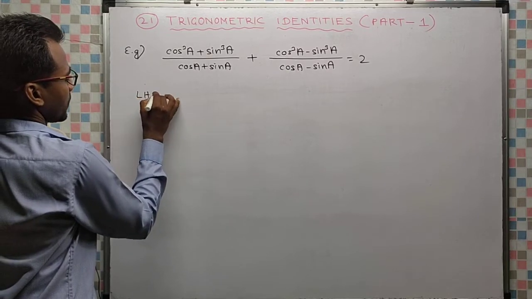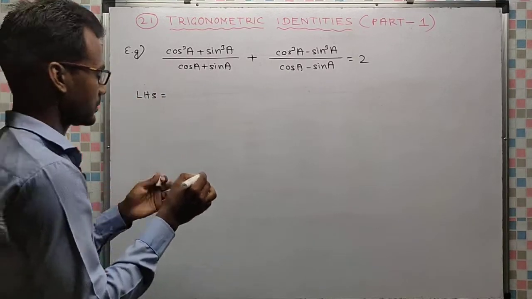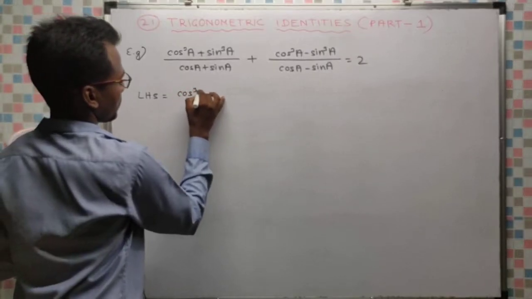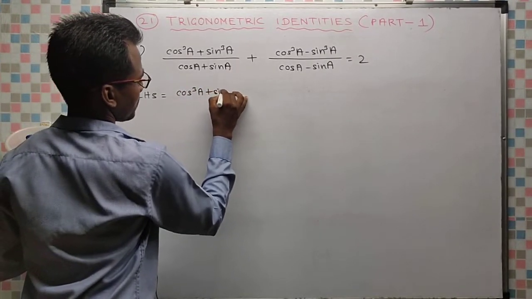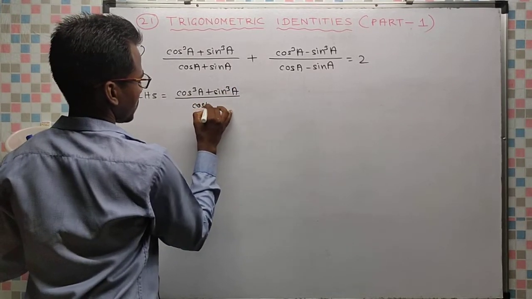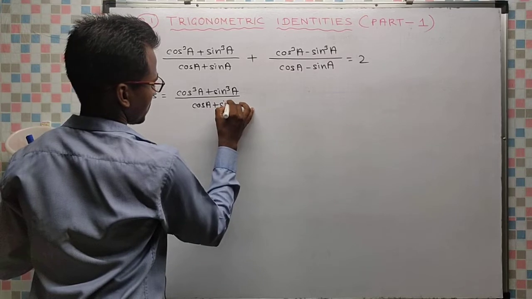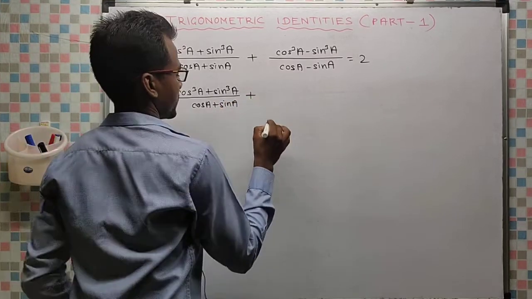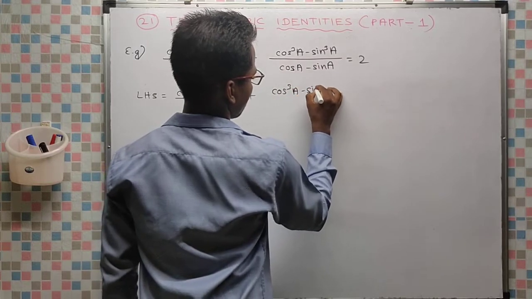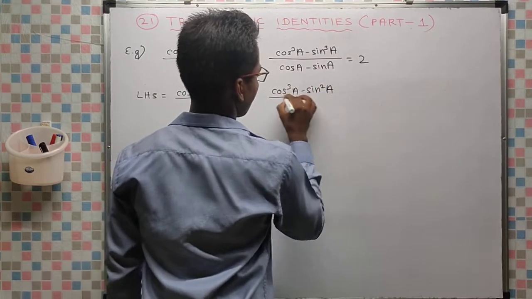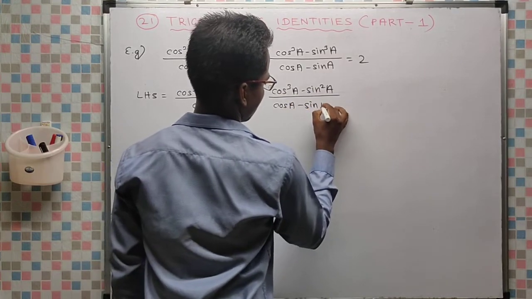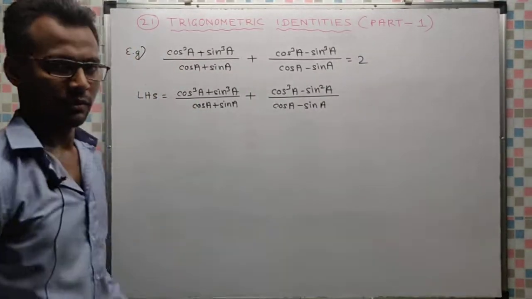So LHS is equal to (cos³A + sin³A)/(cos A + sin A) + (cos³A − sin³A)/(cos A − sin A).